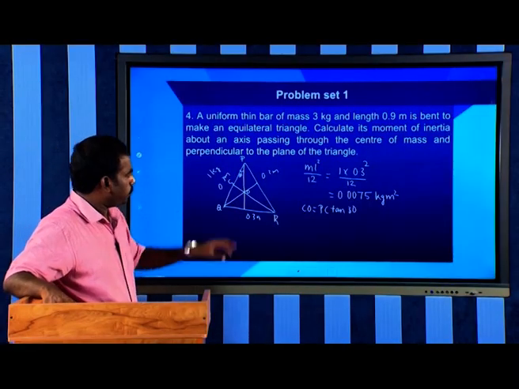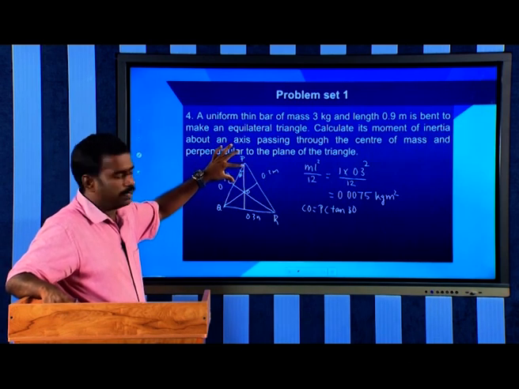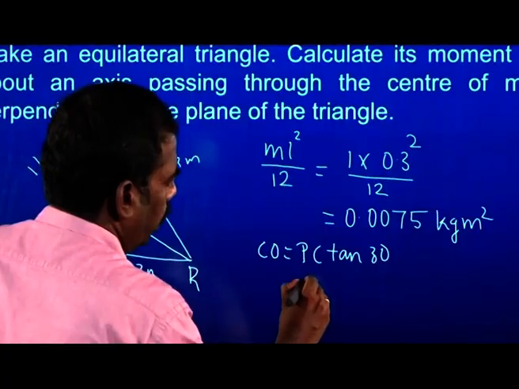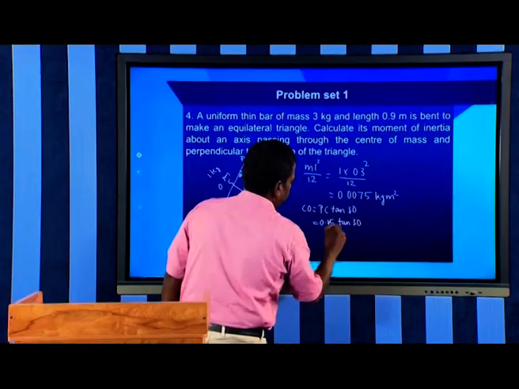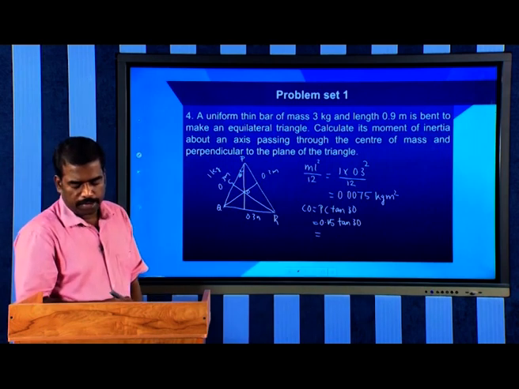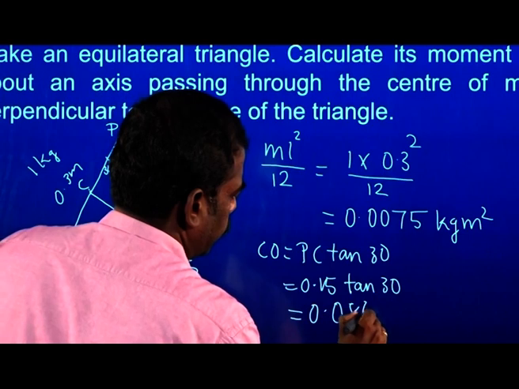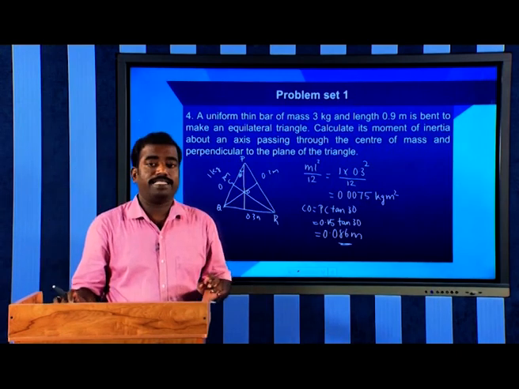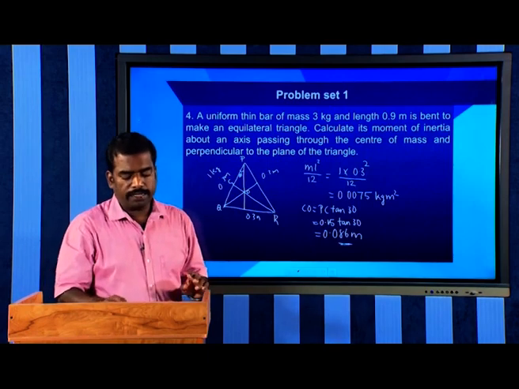So, it is 0.3 meter full length. Bisect it, 0.15 meter, and what about tan theta? Just substitute. So, it is 0.15 into tan 30, it is 0.086 meter. So, we got the length CO. We calculated the moment of inertia of the side PQ about C, and also we calculated the distance CO.